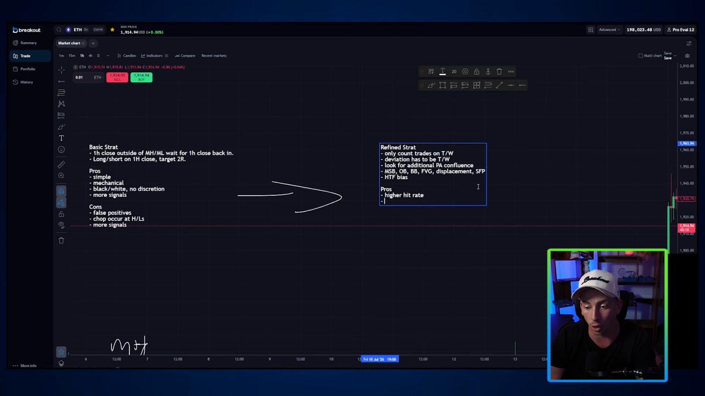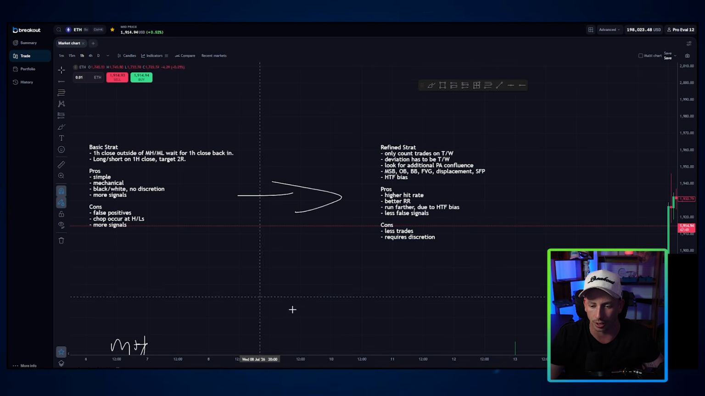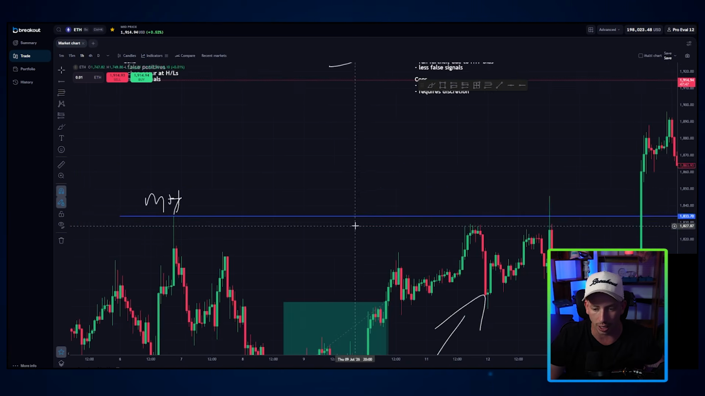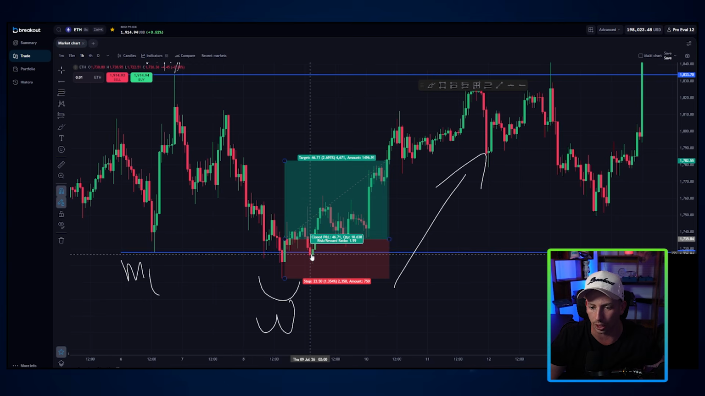Higher hit rate. You're going to have probably better RR because you're entering in a more precise way. And I think your trades are going to have the potential to run farther due to high time frame bias. Less false signals. The cons, there's going to be less trades here. Requires discretion. That's not really a con, but that's something you're going to have to learn over time, okay? So the basic strategy, just like we showed you here, as soon as you get that hourly close back within, I think you can go ahead and enter.